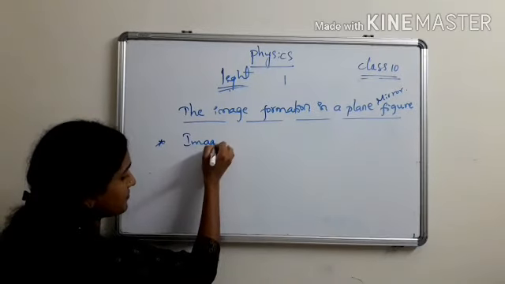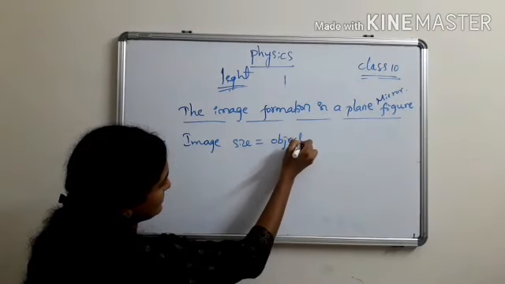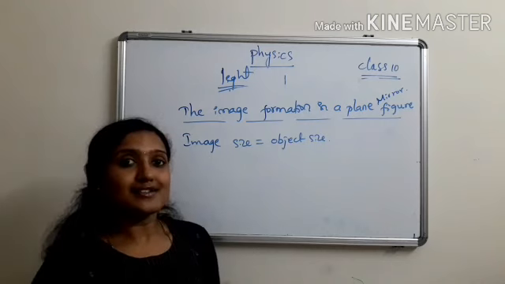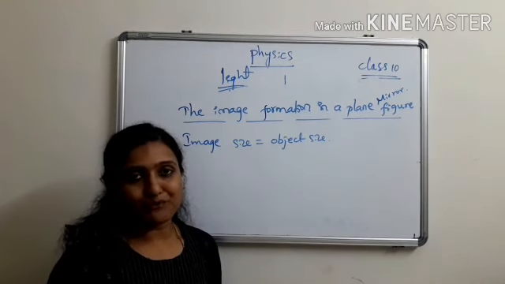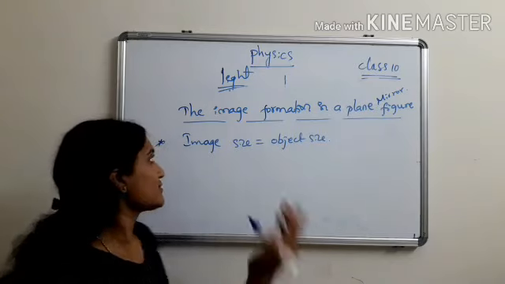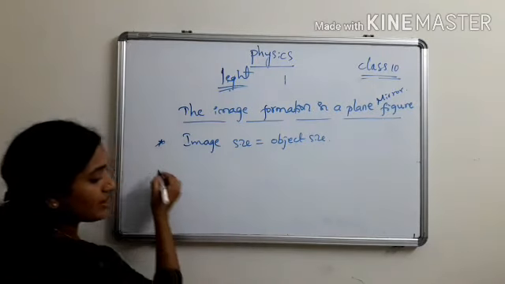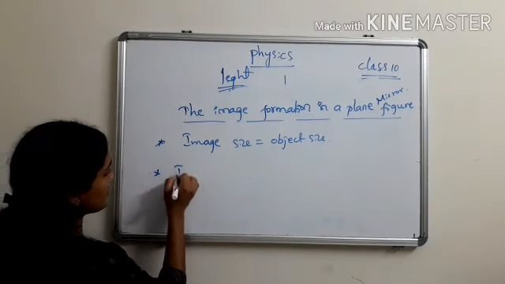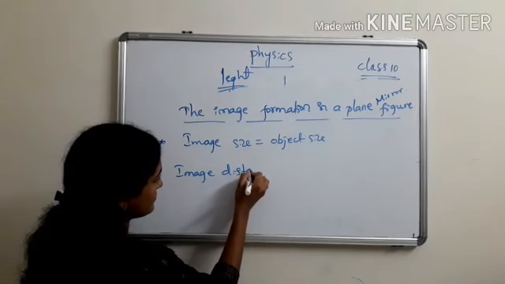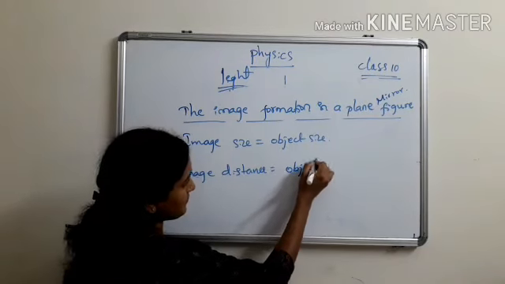Image size is equal to object size. Whenever you are looking in front of your mirror, the size of the object, that means you, and whenever you are looking through the mirror, both will be the same, right? That's what image size will be equal to the object size. Image distance will be equal to the object distance.